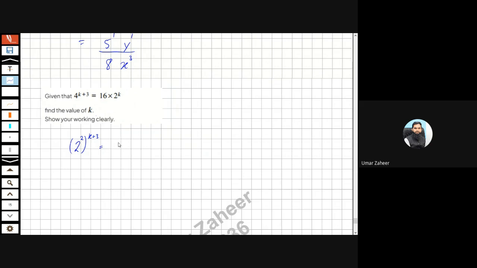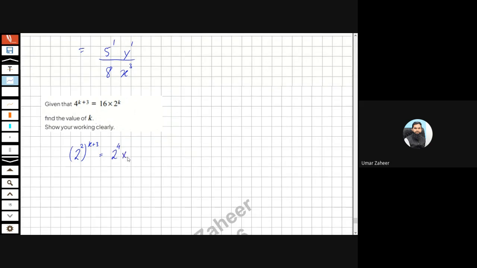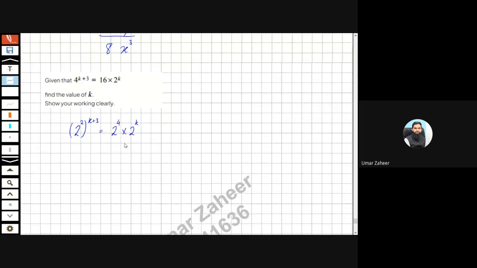We can write 16 as 2 raised to power. 2 times 2 is 4, 4 times 2 is 8, 8 times 2 is 16. So 2 times 4 into 2 raised to power k. Now this is power on the power, so they are going to be multiplied. So it is going to be 2k plus 2 times 3 is 6. Bases are same, so we have to add the powers because they are multiplying.